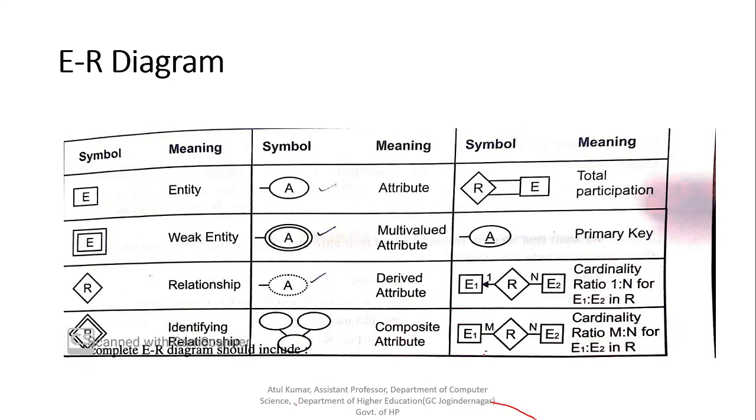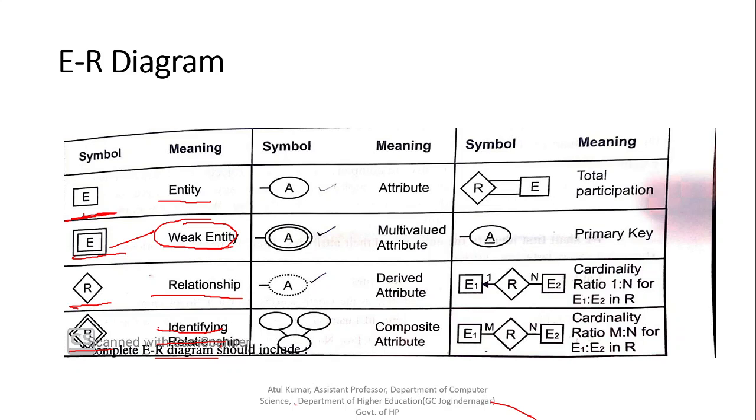Firstly we have the entity, and an entity is represented with the help of a rectangle. So this rectangle is used to represent an entity. Next we have a double rectangle, and if we have a weak entity in the diagram, then it is represented with the help of a double rectangle. Next we have a diamond shape, and the diamond shape is used to represent a relationship. Next we have a double diamond, and it is used to identify the relationships among the weak entities.